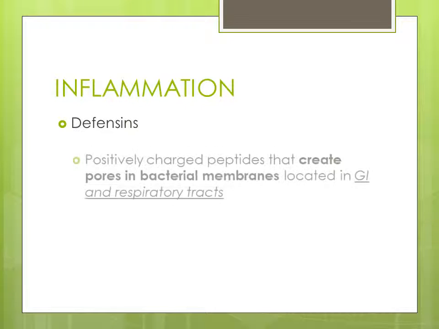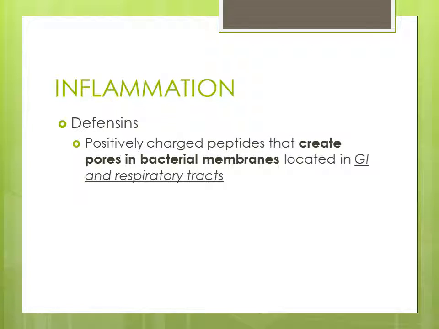Now, defensins are positively charged peptides that create pores in the bacterial membranes. They're defending you by creating pores in the bacterial membranes, and these are located in the GI and respiratory tracts, all right? So in your GI system and in your respiratory system, your stomach, your lungs.